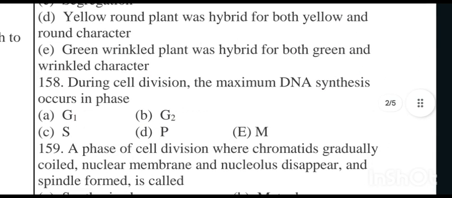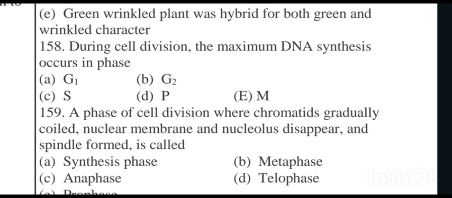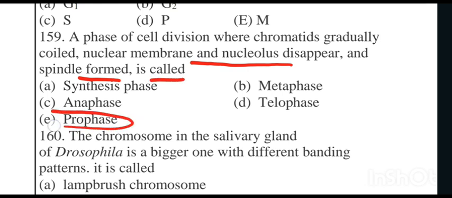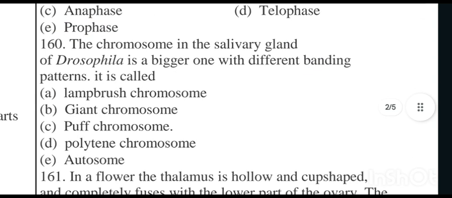Okay. Next question. During cell division, the maximum DNA synthesis occurs in the S phase of the interphase. A phase of cell division where chromatids gradually coil, the nuclear membrane and nucleolus disappear and the spindle is formed is called the prophase, which is the starting phase. Next question. The chromosome in the salivary gland of Drosophila is a bigger one with a different banding pattern, and that is called the polytene chromosome.